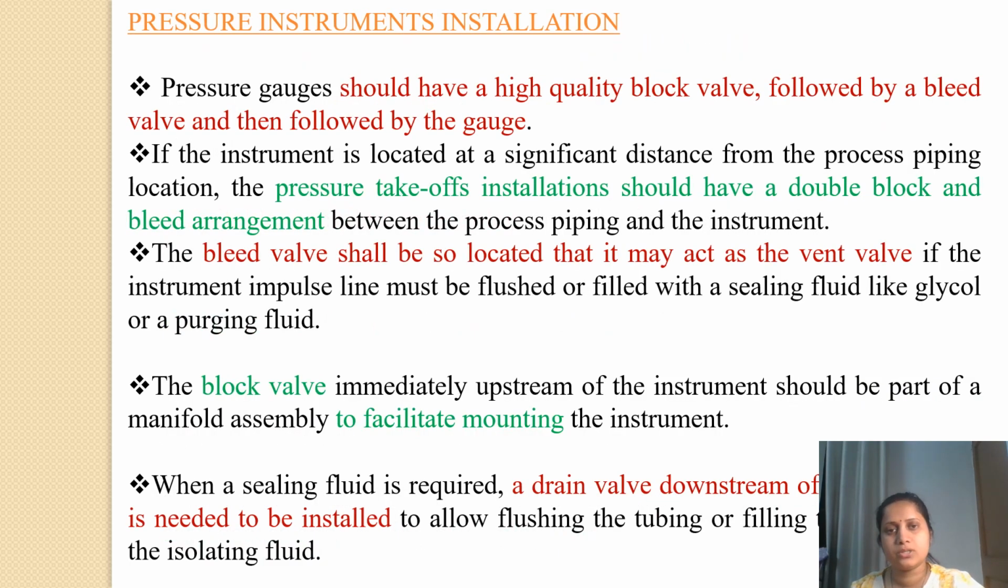These are pressure instrument installation conditions. A pressure gauge should have a high quality block valve followed by a bleed valve and then followed by a gauge. If this type of instrument is located at a significant distance, the pressure takeoff installation should have a double block and bleed arrangement between the process piping and the instrument. The bleed valve should be located so it may act as the vent valve if the instrument impulse line must be flushed or filled. The block valve immediately upstream of the instrument should be part of a manifold assembly. When a sealing fluid is required, a drain valve downstream needs to be installed.